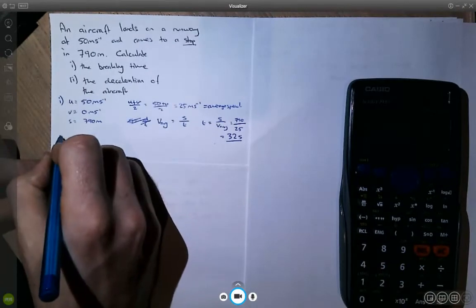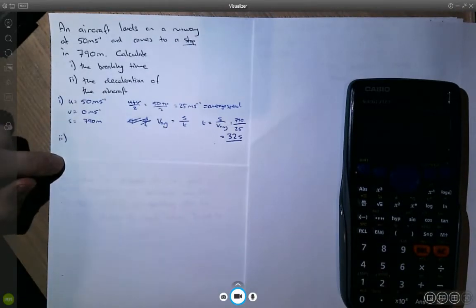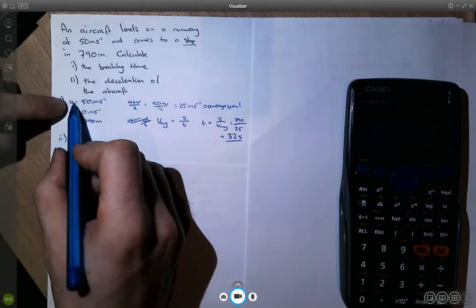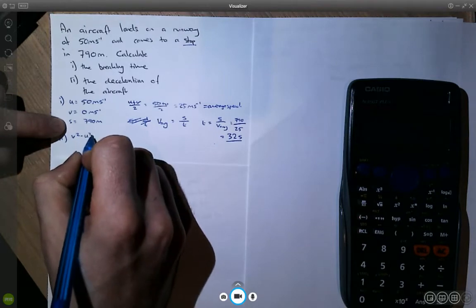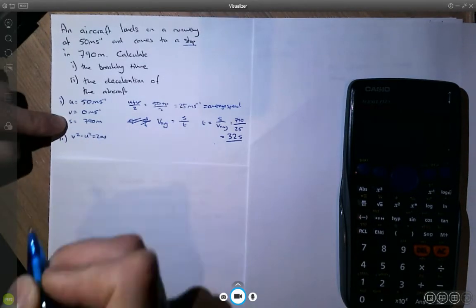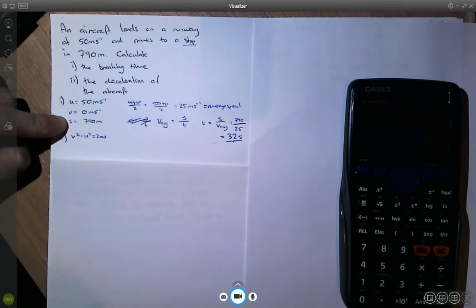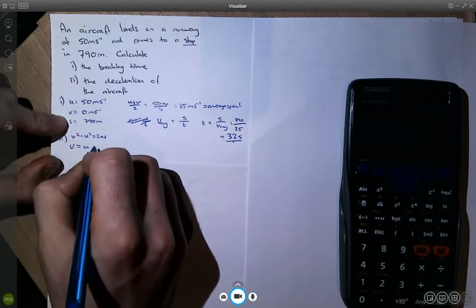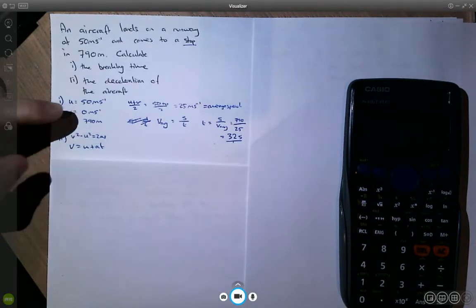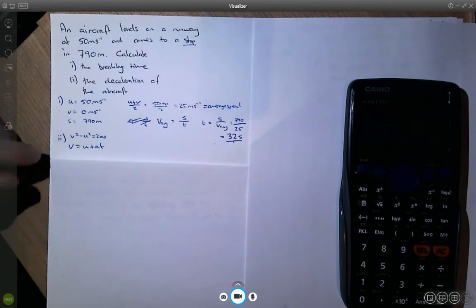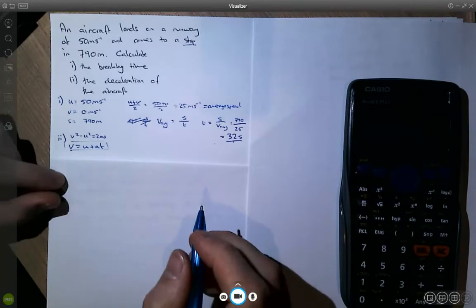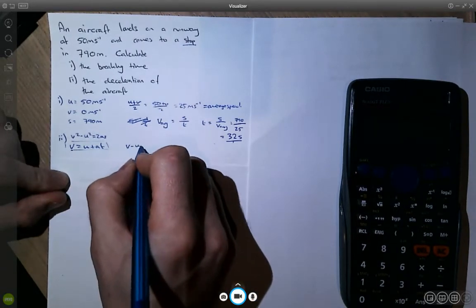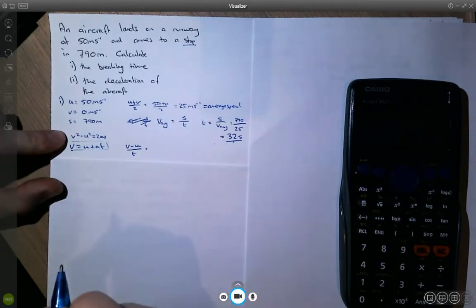In part II, we're asked to find the deceleration of the aircraft. So there's 2 ways we could do this. We've been given u, v, and s, so we could use v squared minus u squared is 2as. That would be absolutely fine. Or I could use my answer to part 1 and say that v is u plus at. There's no right or wrong way to do this. I'm going to use this one just because it doesn't involve squares, so it's slightly quicker, but there's nothing wrong with using the other one. You'll get exactly the same answer.